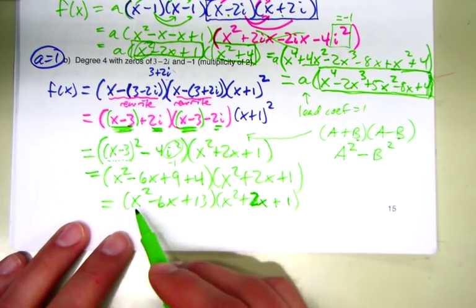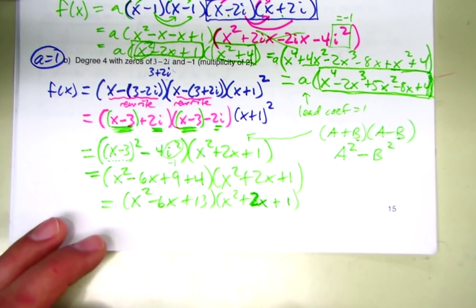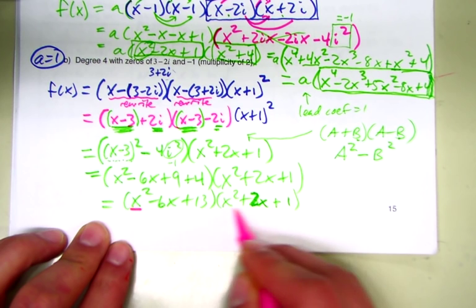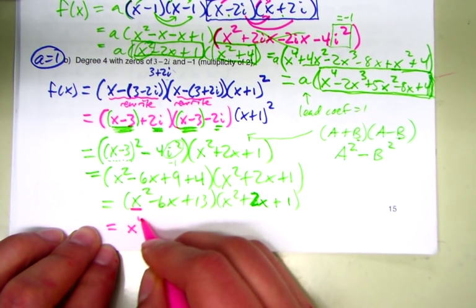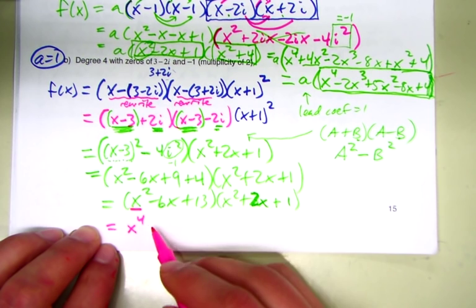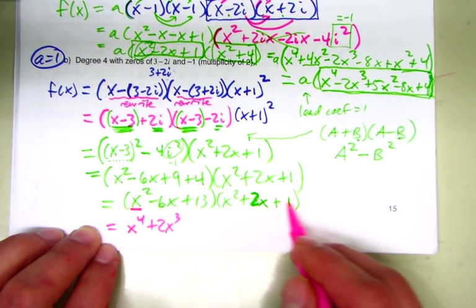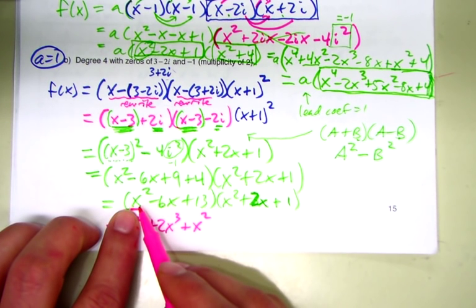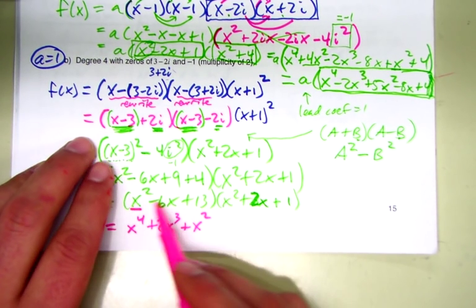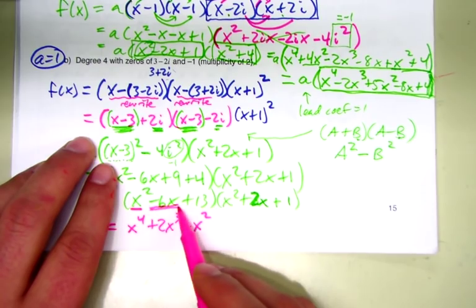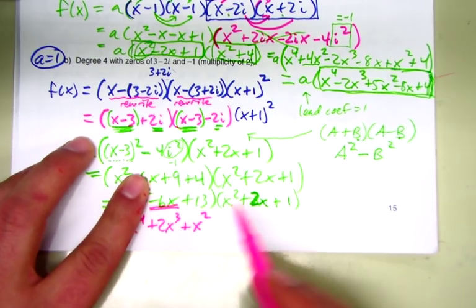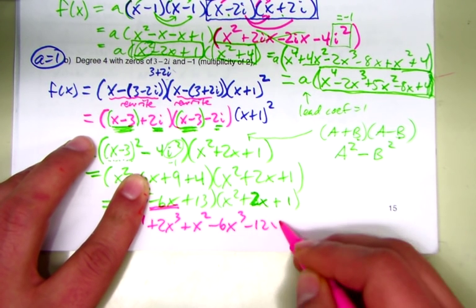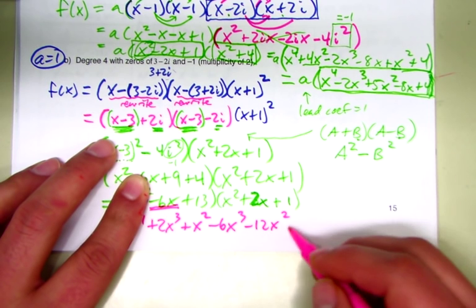So it's just like FOIL, but you have to distribute every term. So I'm going to start with the x squared. X squared distributed to the second factor is going to be x to the 4. X squared times 2x is 2x cubed. X squared times 1 is x squared. And so that's distributing the x squared. Now I'm going to distribute the negative 6x. So negative 6x times x squared is minus 6x cubed. Negative 6x times 2x is minus 12x squared. And the negative 6x times 1 is minus 6x.